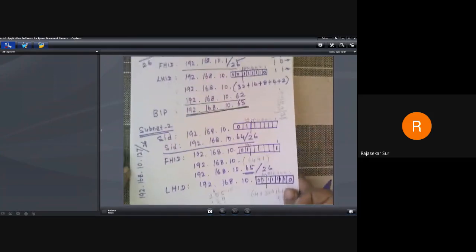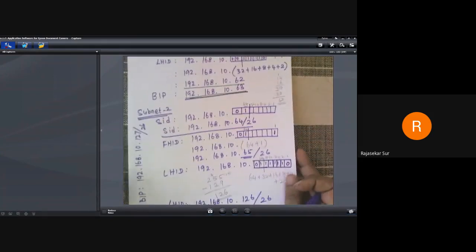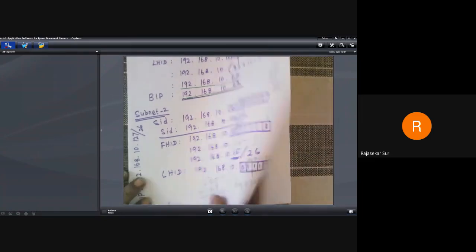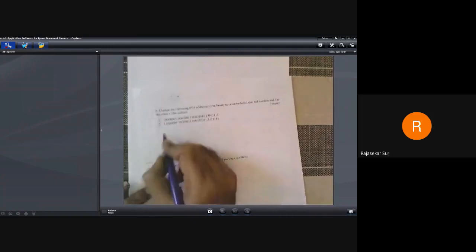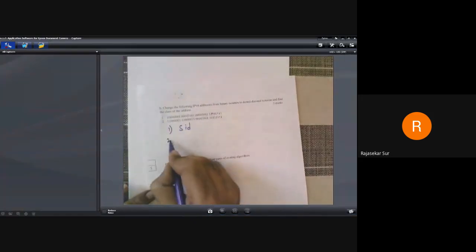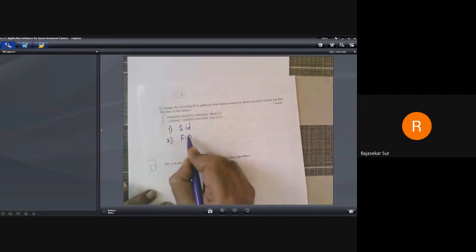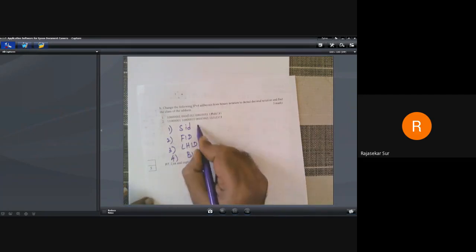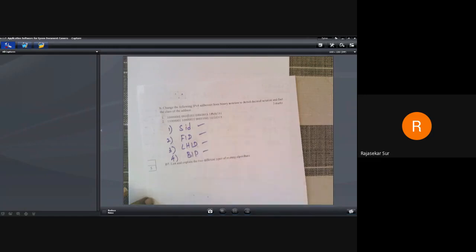I'll give 5 minutes. Go for the third subnet. For the third subnet, I need the subnet ID, the first host ID, the last host ID, and the broadcast IP address. I want all 4 things for the third subnet.